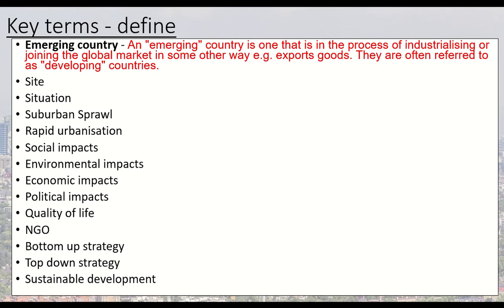Okay. So before you do anything else, there are key terms which you have covered, which I'd like you to go back over to have a little look at. You don't need to write a definition for all of these because some of them you already have in your notes, but there are ones that you don't have definitions for.